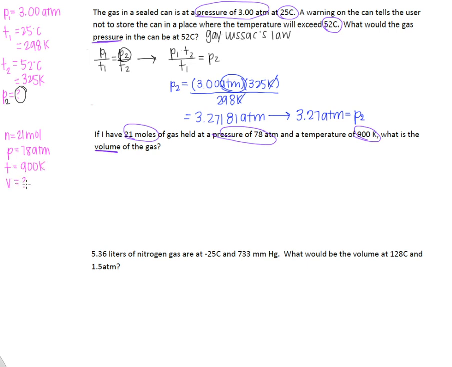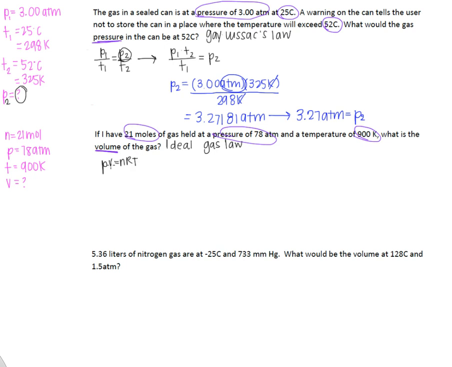Now, I have to think, what formula do I have where I have N, P, T, and V together? And if you've been studying your gas laws, you know that that is the ideal gas law equation. So the ideal gas law states that PV is equal to nRT.